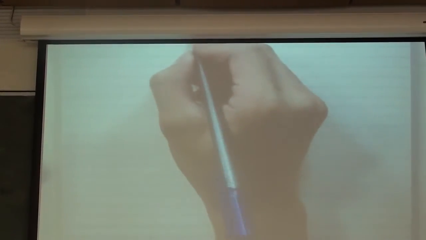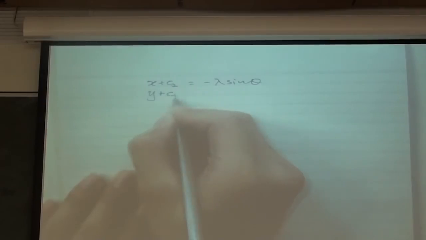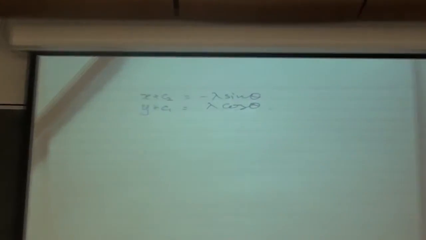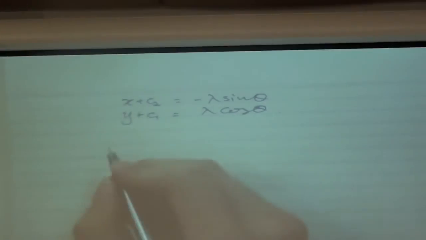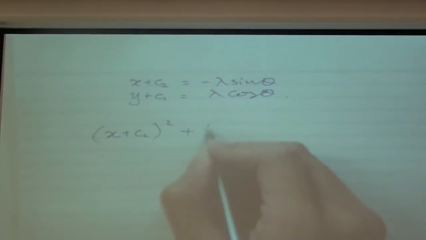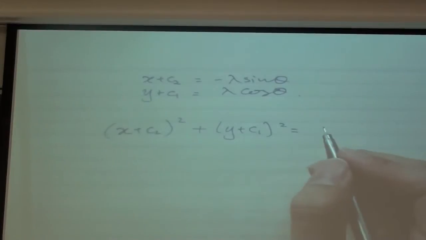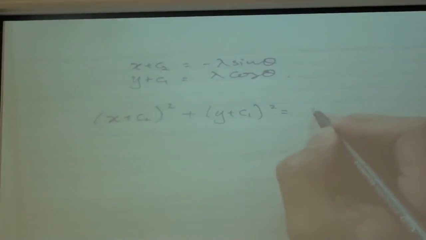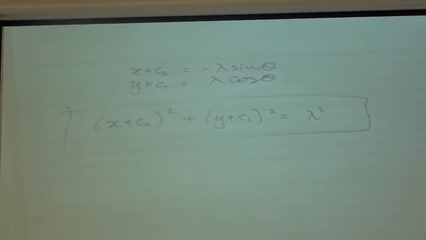Anyway, once I have that, we can actually write this parameterized equation again onto the next page, because we'll be doing something really cool now. X plus c2 equals minus lambda sin theta. Sorry, y plus c1 equals lambda cos theta. So now what we want to do is to eliminate theta out of these two equations. And the most natural way to do that is this: x plus c2 square plus y plus c1 square equals lambda square times cos square theta plus sin square theta. So that goes to 1, so the right hand side will have lambda square. So lo and behold, we have an equation for a circle.